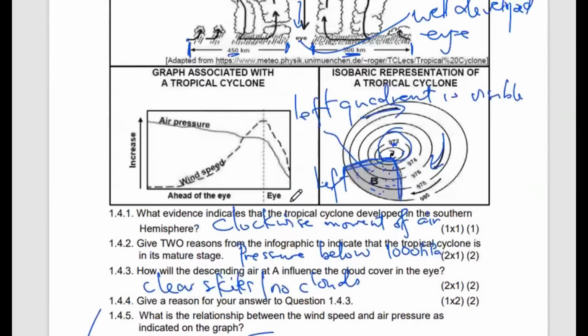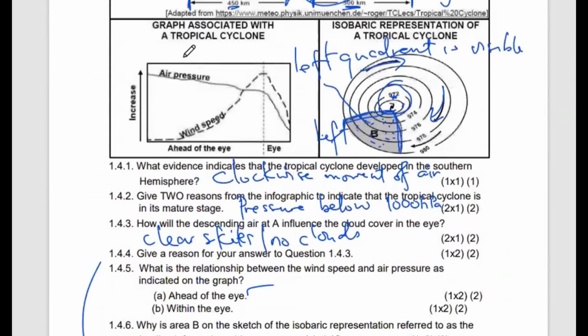Ahead of the eye, we are seeing here. What is the relationship there? Right, air pressure: we can see air pressure is decreasing and wind speed is increasing. Ahead of the eye, the air pressure is decreasing here. You can see air pressure is decreasing, while wind speed is increasing. That is ahead of the eye.